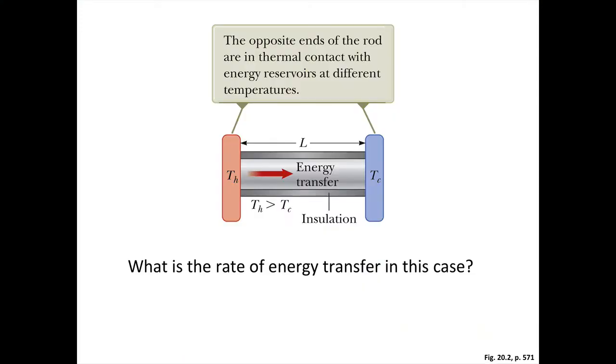Okay, so let's now try a problem. We need to come up with an expression for the rate of energy transfer in this case. So in this case, we have a rod of length L. It's got a hot side at temperature TH, a cold side at temperature TC, and there's insulation around that bar so that the only way the energy is being transferred is along the bar.